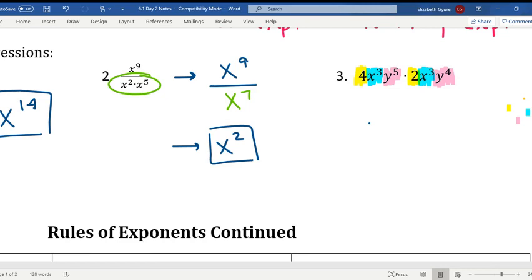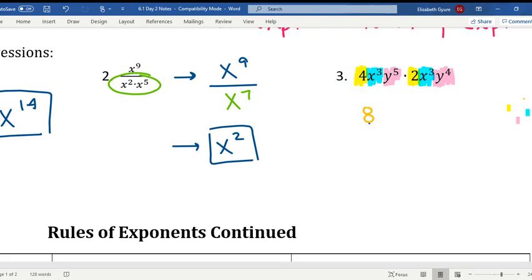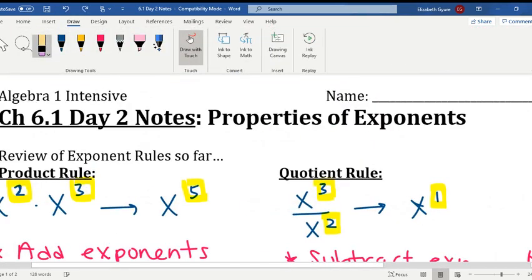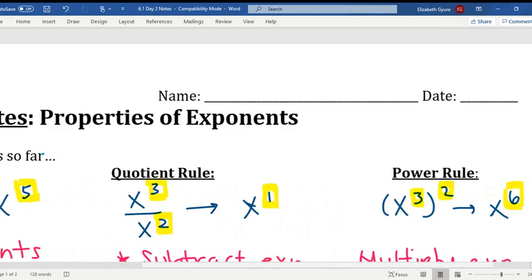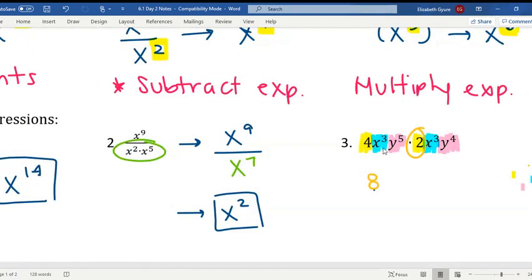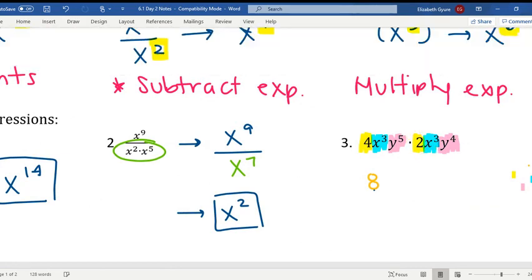Lynn, what's 4 times 2? 8. Thank you, Lynn. So we're going to take my 4 times my 2. That's going to give me 8. All right, now we're on to the x's. We have, oh, sorry, I don't know why that went all the way up here. My screen went all crazy. Okay, so we have x to the 3rd times x to the 3rd again.